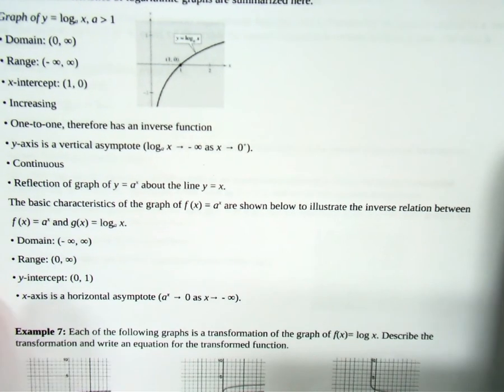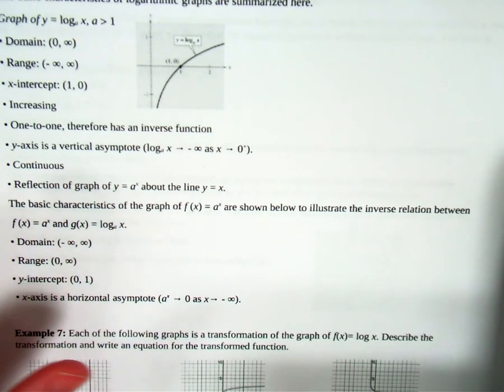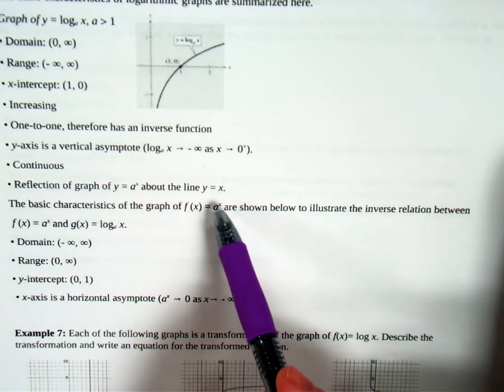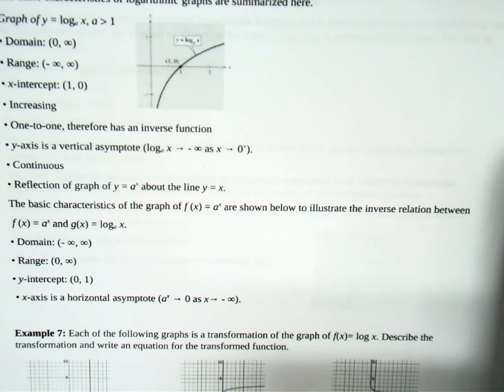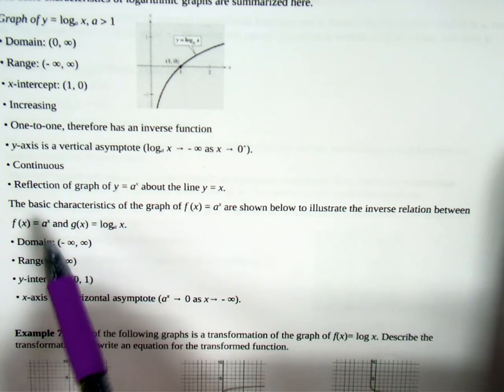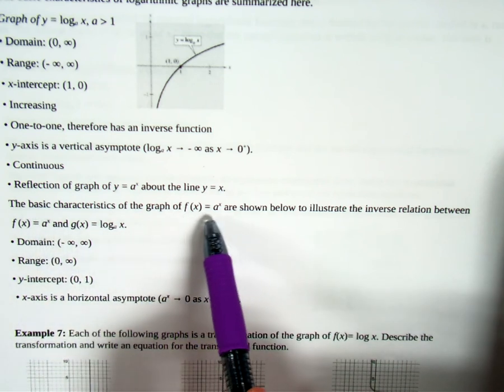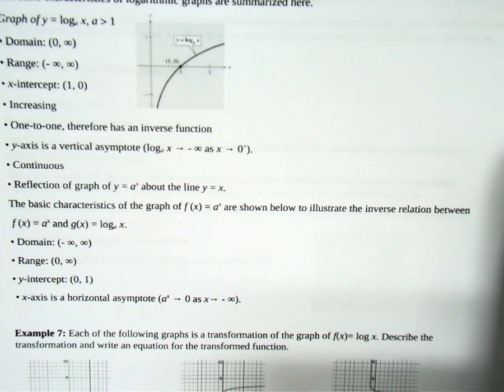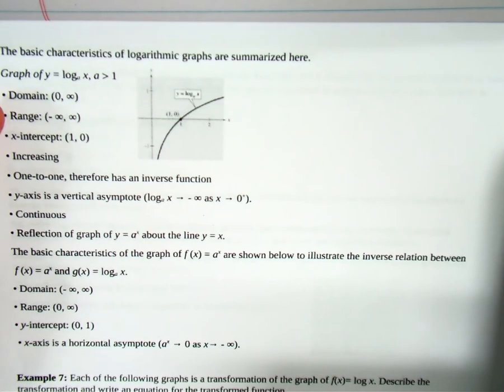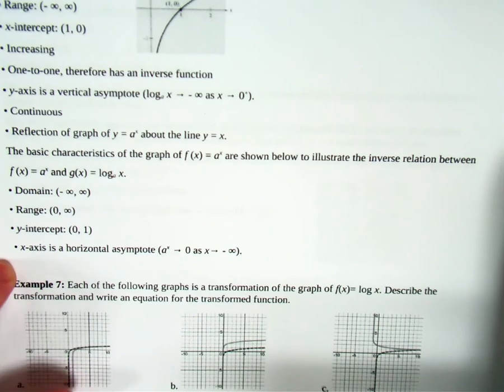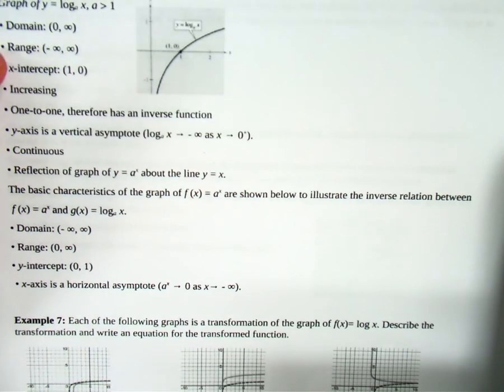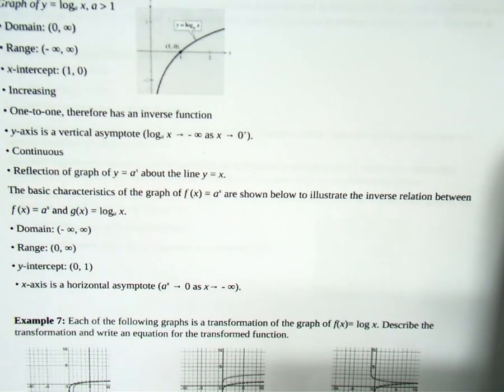It's continuous, and it's a reflection of our exponential form over the line y equals x. The basic characteristics of the graph f of x equals a to the x are shown below to illustrate the inverse relationship. Alright, so you'll notice that these should all be flip-flopped. The domain is now the range, and the range is the domain. Okay, our y-intercept is now our x-intercept. Horizontal asymptote at y equals 0, vertical asymptote at x equals 0. So these two just kind of flip-flopped everything.